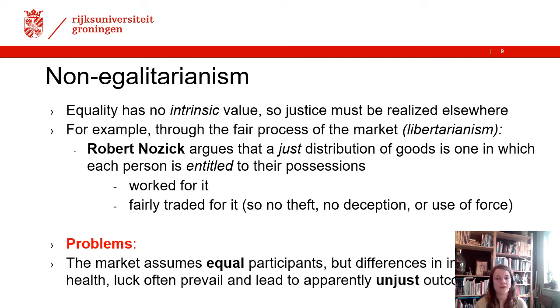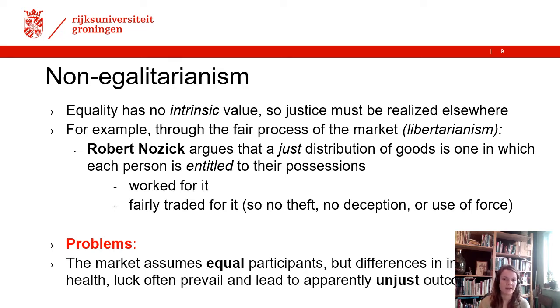And one of the defenders of the libertarian position, or the non-egalitarian position, is a philosopher called Robert Nozick. He was a 20th century philosopher, and he actually proposed a non-egalitarian perspective on justice. He argued that a just distribution of goods is one in which each person is entitled to their possessions. So if you want to pay $1,000 to see Ronaldo play and you have earned these $1,000 fairly, you've worked for it, then this is actually a just outcome because you've worked for it and you have fairly traded it.